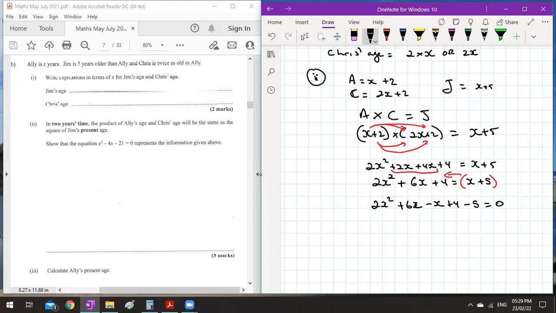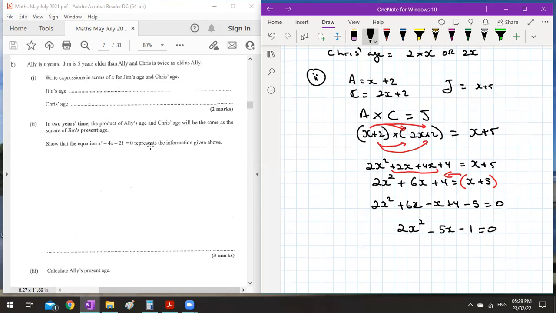We seem to not have what it is we're looking for. In 2 years' time, so I'll just finish here what I'm doing, then go back over to make sure. So 6x minus x is 5x. 4 minus 5 is negative 1.